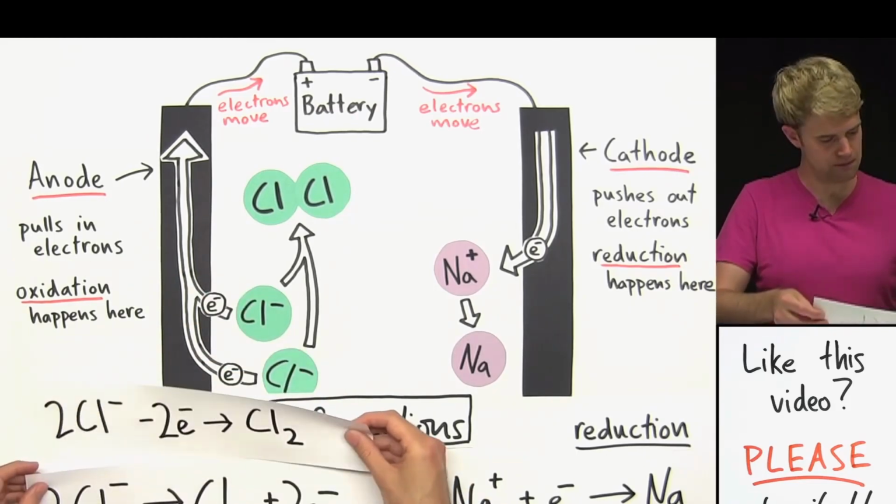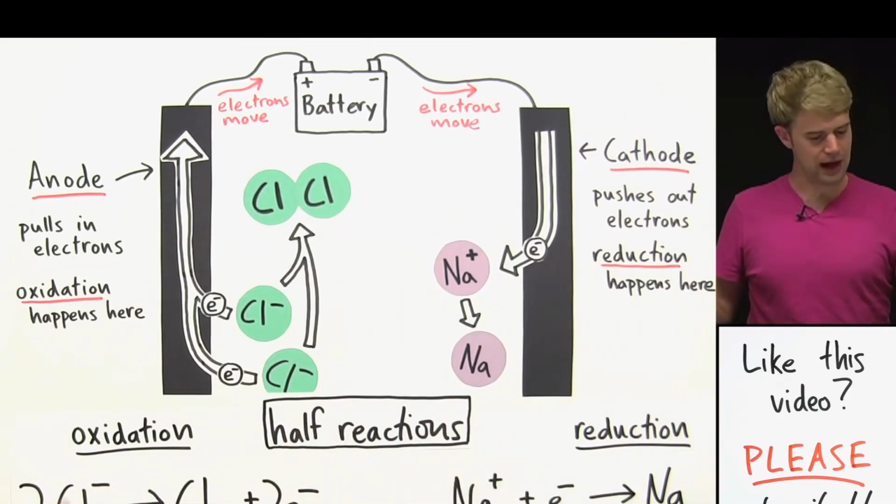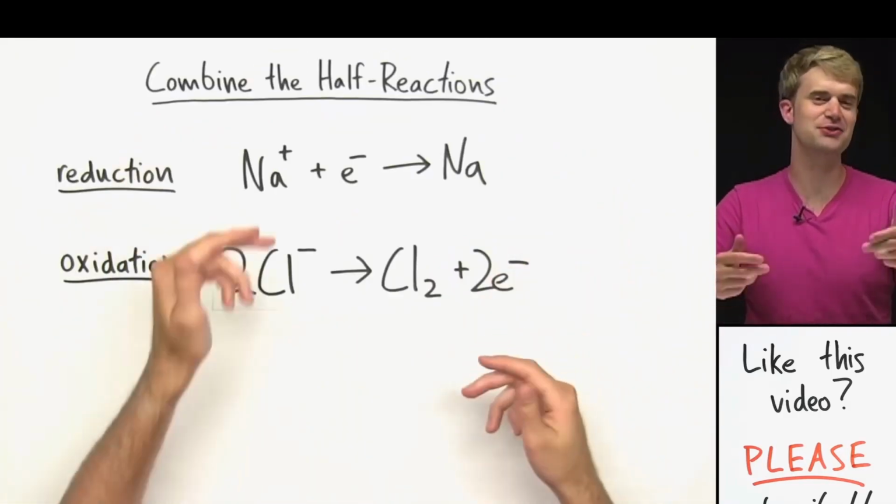So here is the correct version, where I just moved the electrons over here. And this is the correct way to write the oxidation half reaction. Now that I've written the oxidation and reduction half reactions, I want to show you how we can put them together to get a reaction for this whole process. Now let's combine these half reactions that we just wrote.